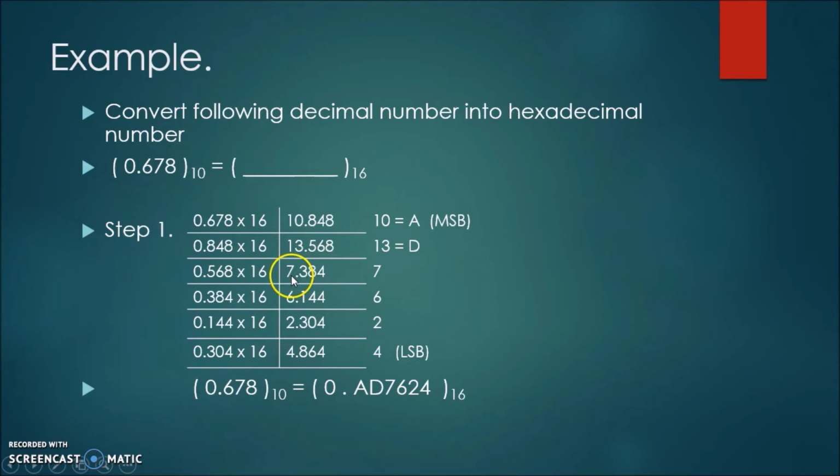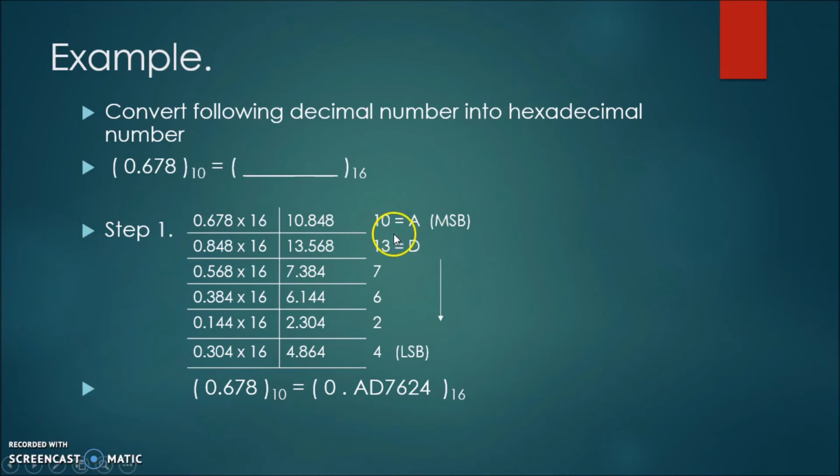After the further multiplication we get 7.384, where the 7 is separated and the remaining fraction is again multiplied by 16. So we get 6 as an integer, and the fraction is now 144, which is again multiplied by 16. In this process we convert the given fraction into a hexadecimal number.